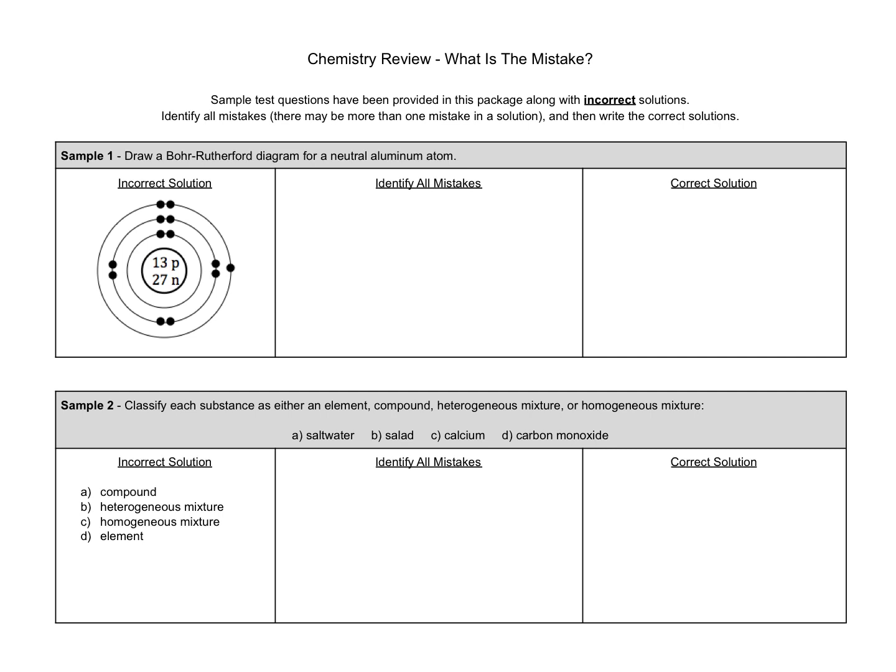For the Bohr-Rutherford diagram of aluminum, I can spot two mistakes. The first mistake is the number of neutrons. They put 27 neutrons. That's the atomic mass. So the protons and neutrons need to add up to 27. That would mean that there would be 14 neutrons.